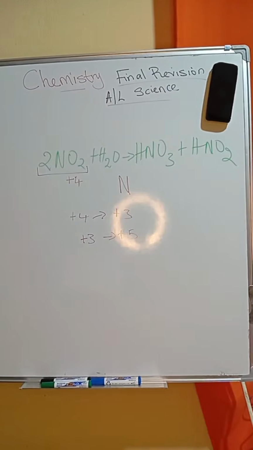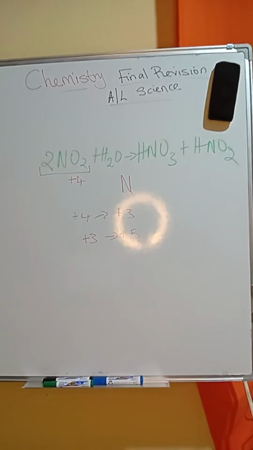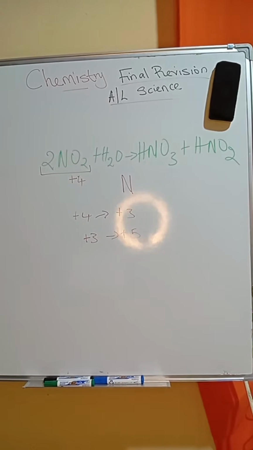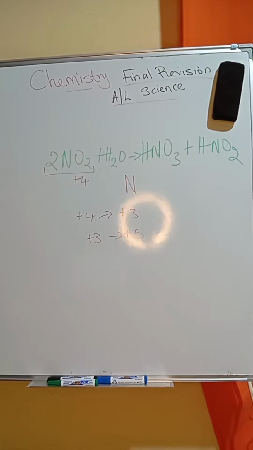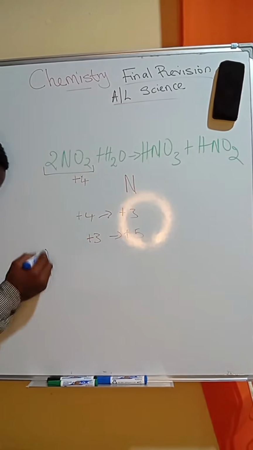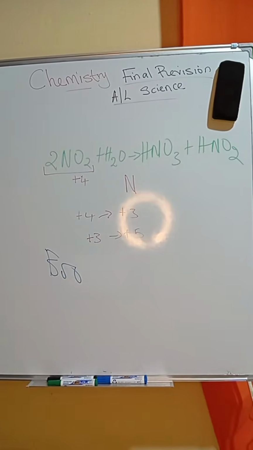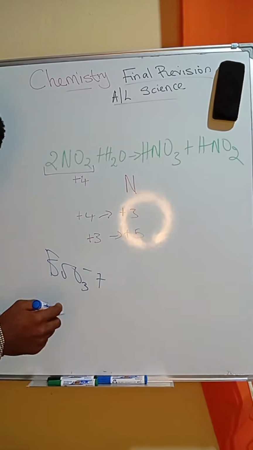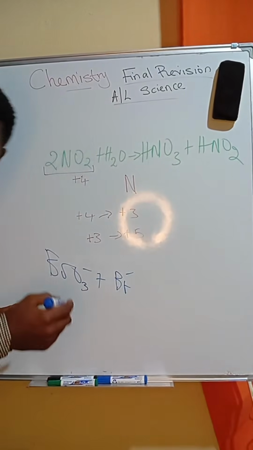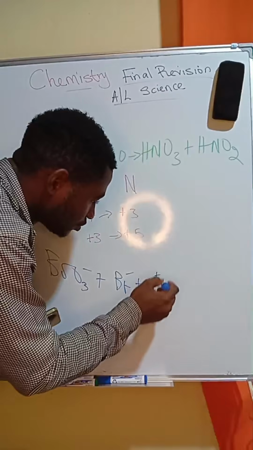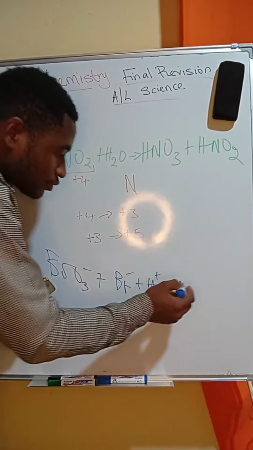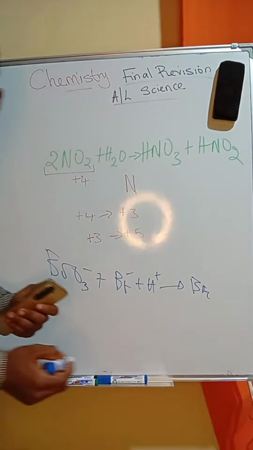Now, what do you notice? The next question says the equation for the reaction of a bromate with a bromide is given below. So I'm going to write down this equation on the board. That is bromate plus bromide plus H plus, concentrated. It gives you what? Bromine plus water.